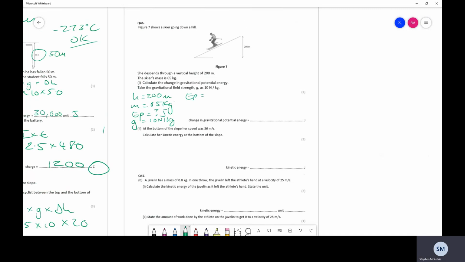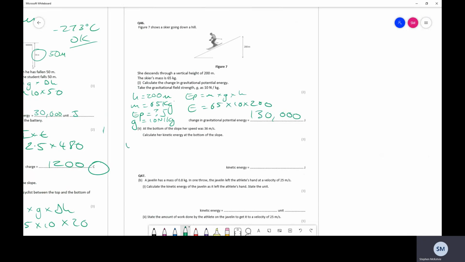EP is equal to mass times gravity times height. EP is therefore equal to 65 times 10 times 200. Pop that into my calculator. Times 10 times 200 is equal to 130,000 joules. 65 times 10 times 200, absolutely all is looking well.